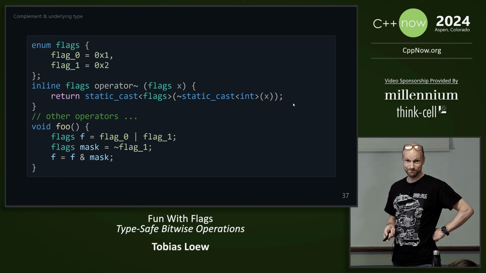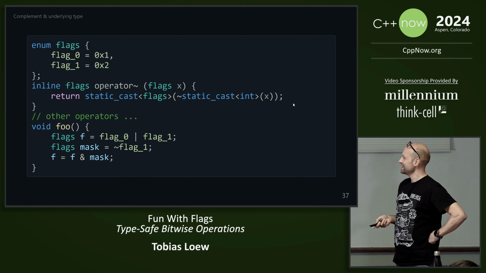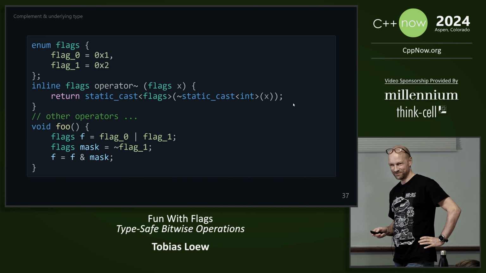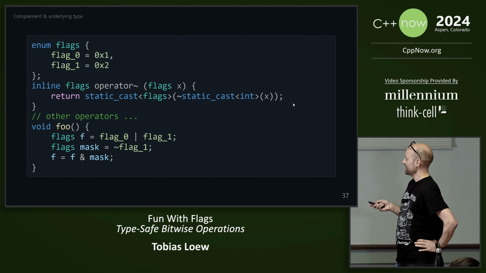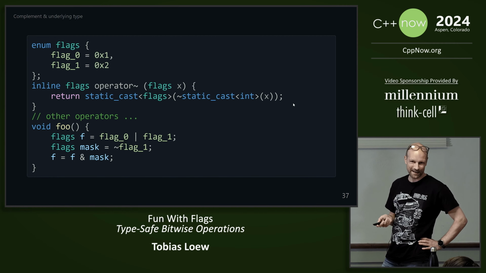Any problem here? Yeah, well, you're supposed to mask in your remaining bits. No, the problem is this is undefined behavior. And the undefined behavior happens here when we static cast back.